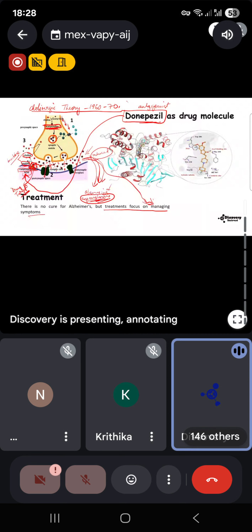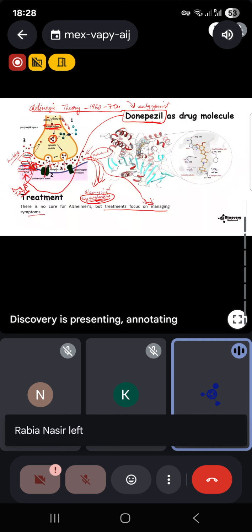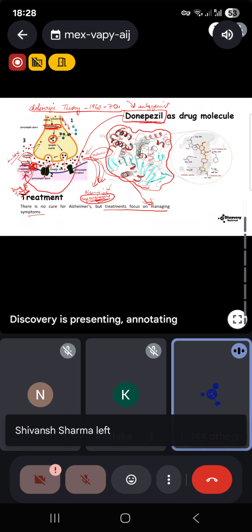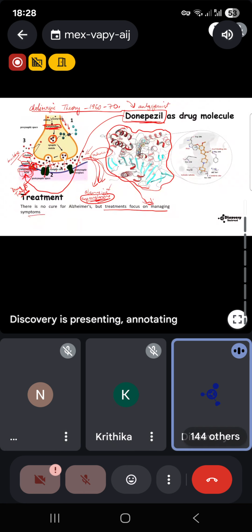So donepezil is still used now. It is one of the popular drug molecules still available in the market to manage the symptoms of Alzheimer patients. Here is the experimental or crystal structure of this particular enzyme, acetylcholinesterase. And this is the pocket.